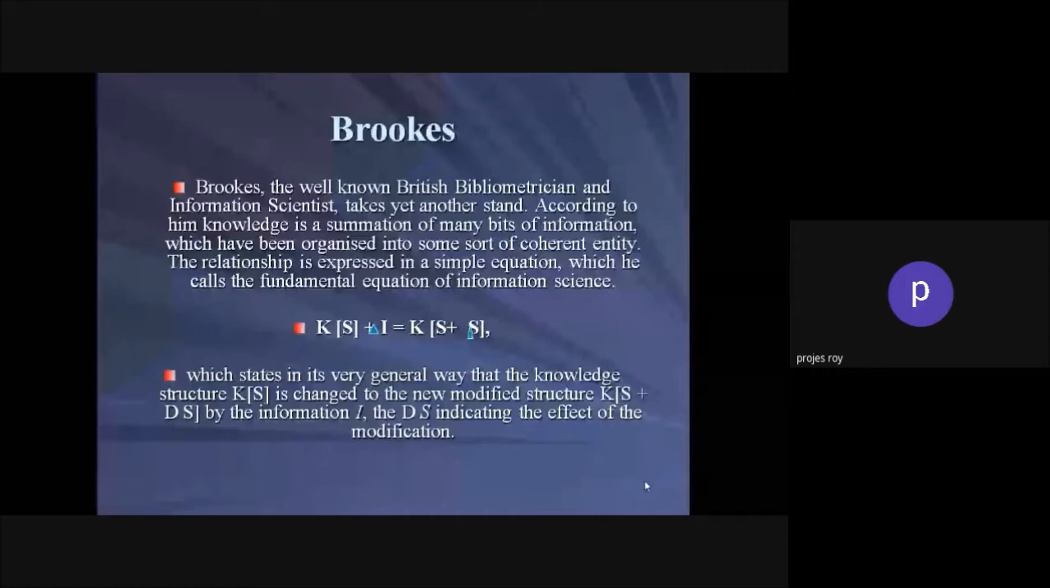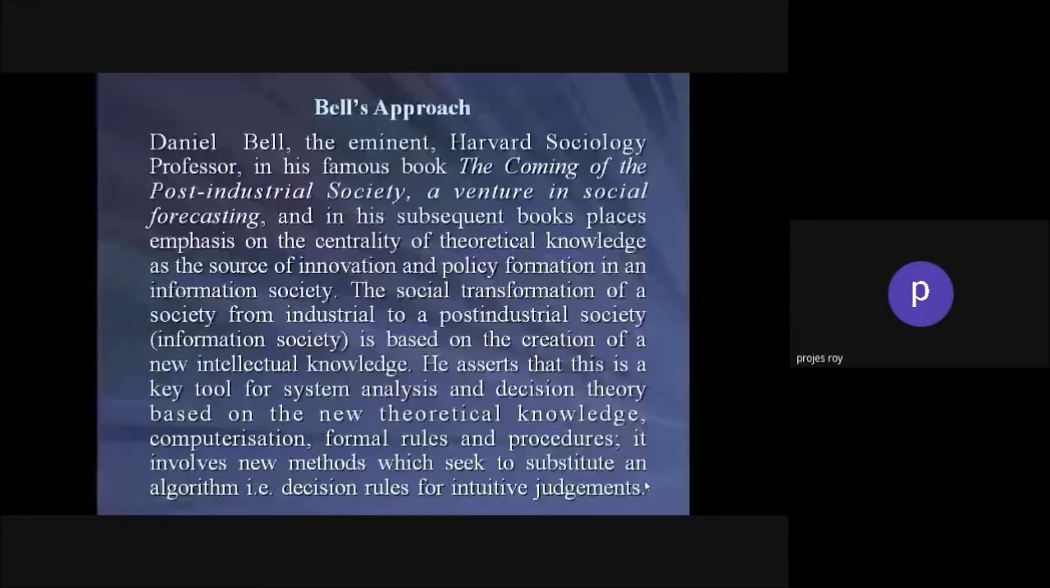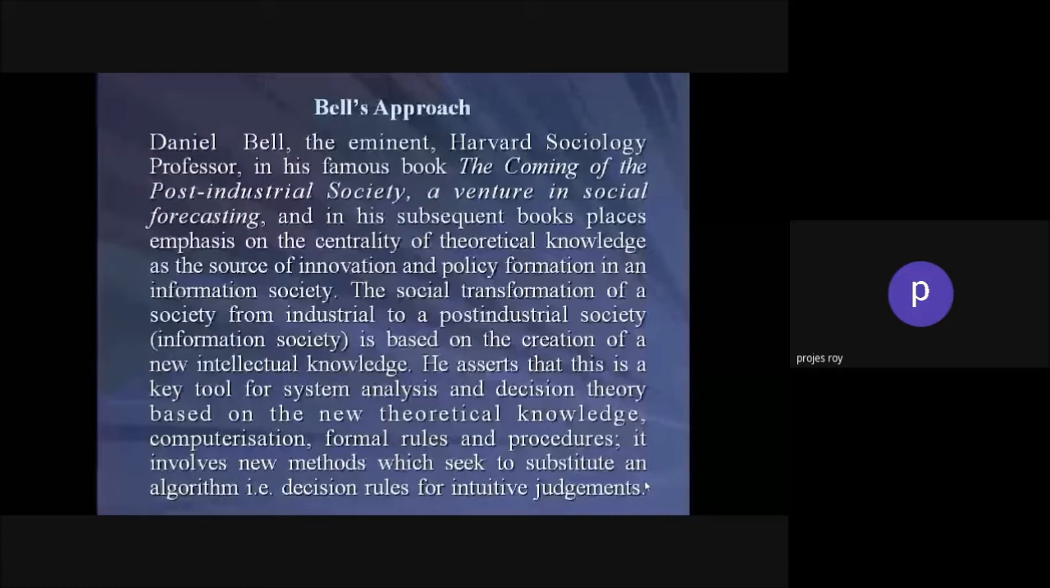Then Bell approach. Daniel Bell, the eminent Harvard sociology professor, in his famous book, The Coming of Post-Industrial Society: A Venture in Social Forecasting, and in a subsequent book, placed emphasis on the certainty of theoretical knowledge as the source of innovation and policy information in an information society. The social transformation of a society from industrial to post-industrial society is based on the creation of new intellectual knowledge.